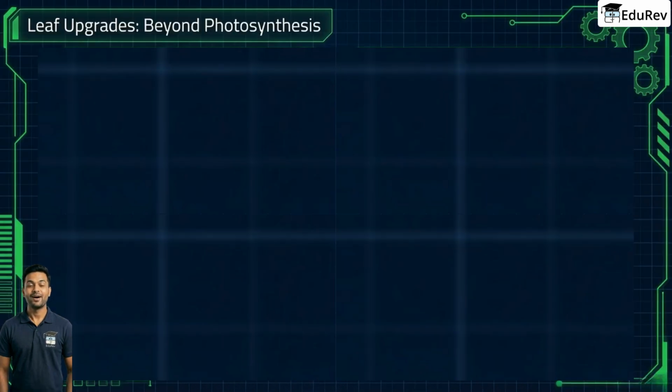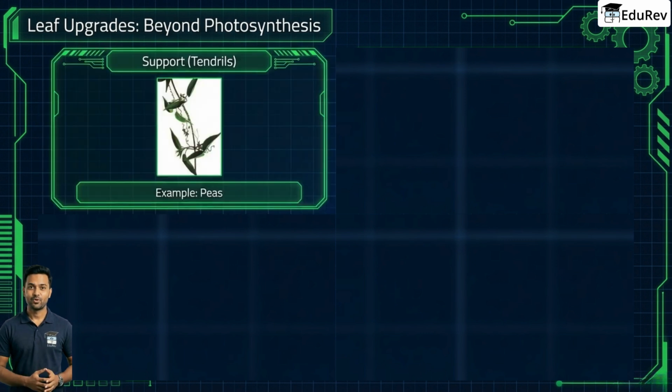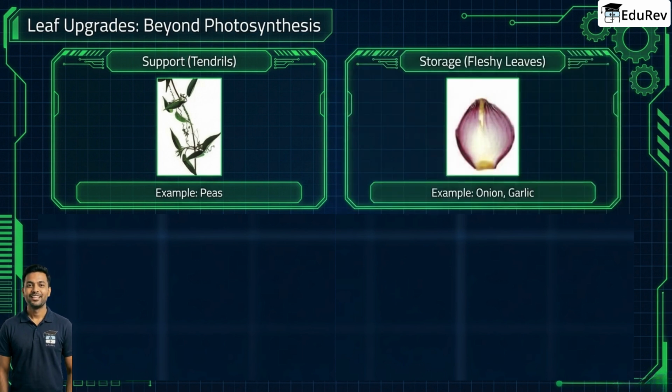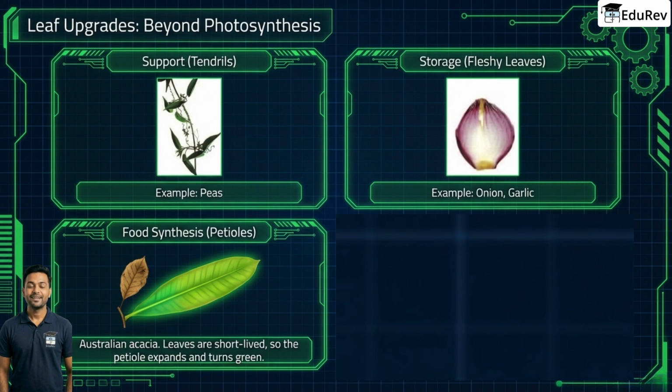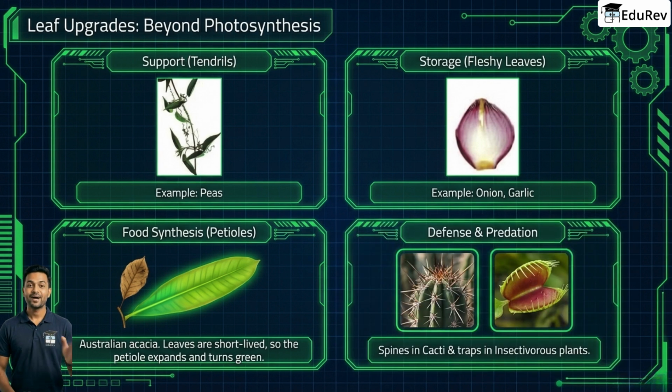Leaves can also be modified for functions beyond photosynthesis, and that is where adaptation becomes especially interesting. Tendrils support climbing, as in pea. Fleshy leaves store food, as in onion and garlic. Some petioles become photosynthetic, as in Australian acacia, and spines protect plants from herbivores, as in cacti and insectivorous plants. The exam habit to build here is to ask whether the modification involves support, storage, synthesis, or defense. That one question usually leads you to the right answer quickly.